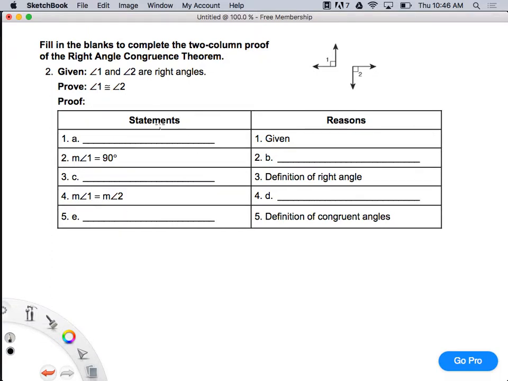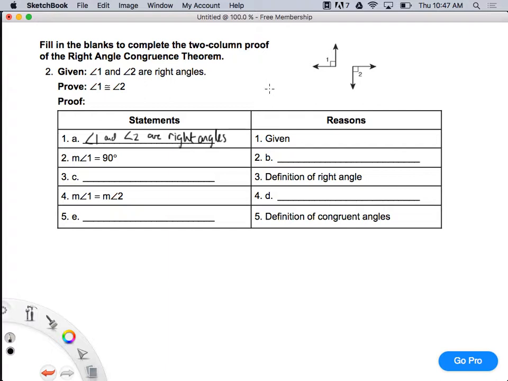It's giving statements and reasons and some are blank. The first reason is given. So what should go here for my first statement? Angle 1 and angle 2 are right angles. It's the only thing that's given. I should never think that something else is given. I just literally copy whatever it says is given. Does that make sense?